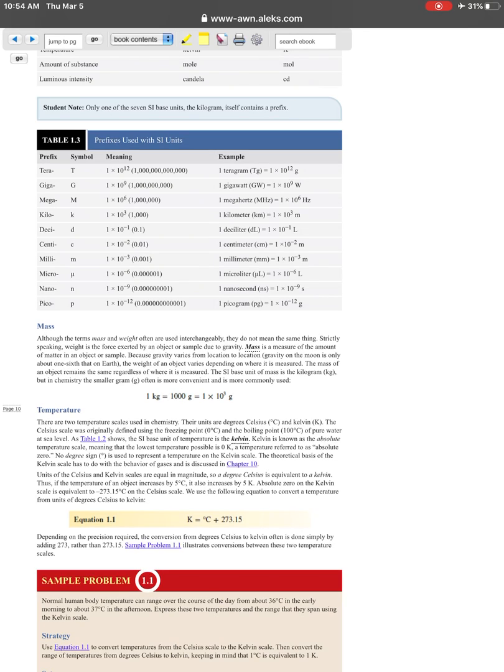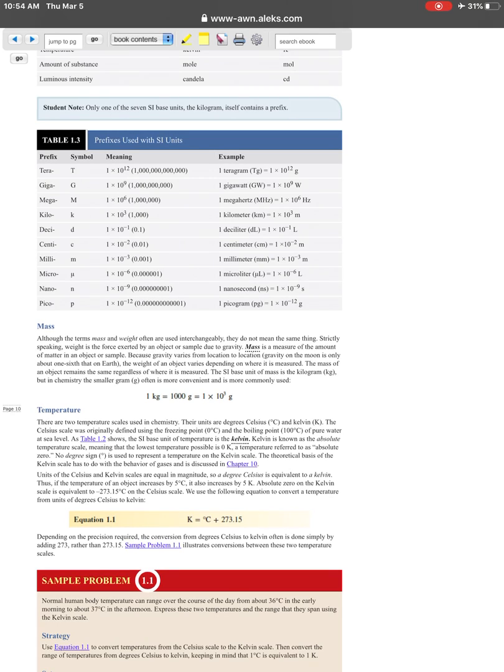Nano, lowercase n, that's a billionth, 1 times 10 to the minus 9. A nanosecond, a very short period of time, is 1 times 10 to the minus 9 seconds. And then finally we have pico, lowercase p, 1 times 10 to the minus 12. I guess that would be a trillionth. A picogram is 1 times 10 to the minus 12 grams.